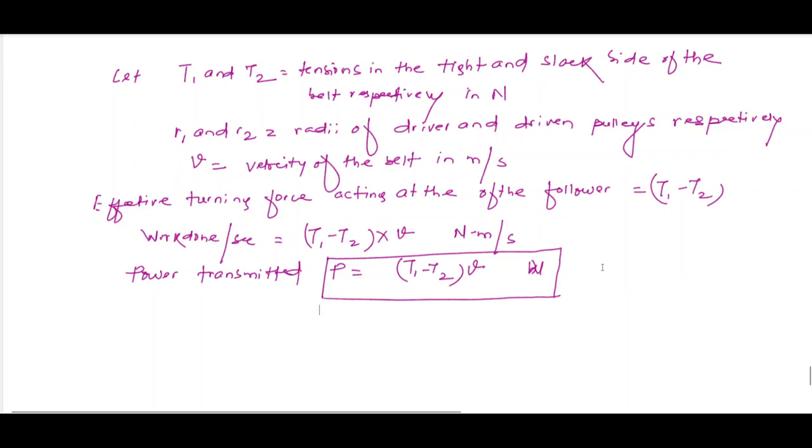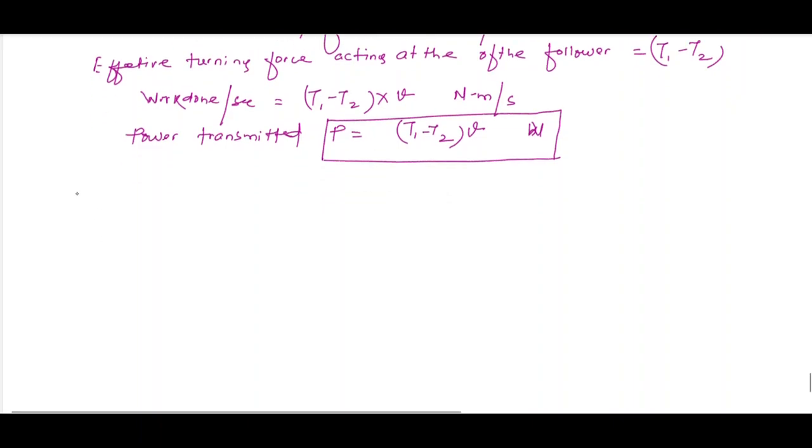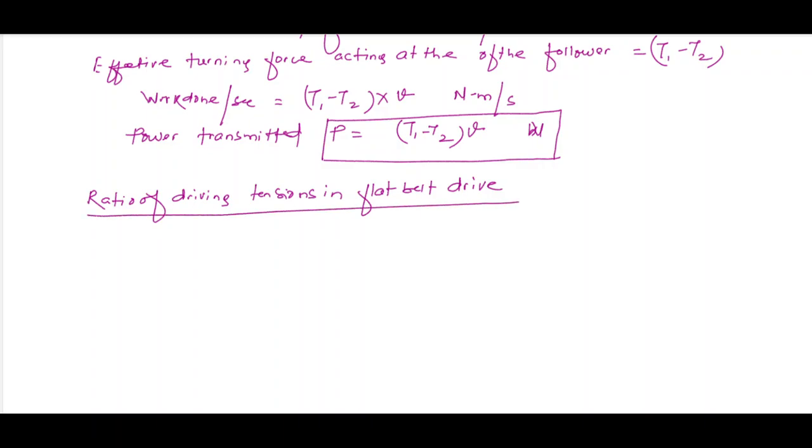Now, ratio of driving tensions in flat belt drive. I am just writing the formula. Remember, the formula is 2.3 log T1 by T2 is equal to mu theta.